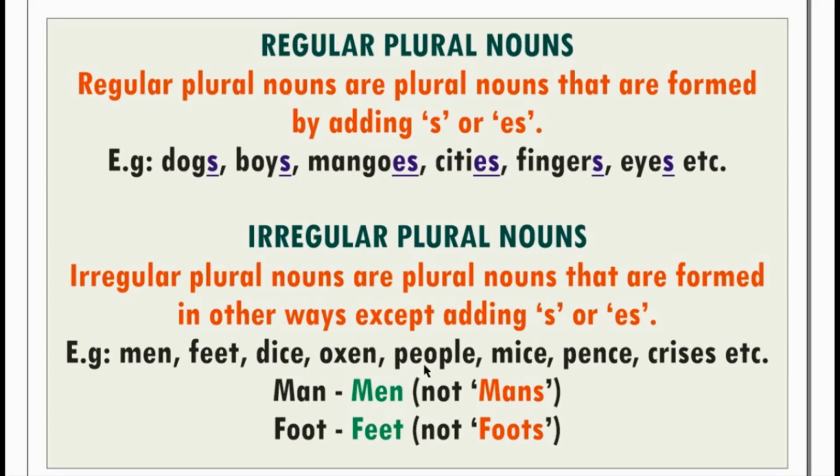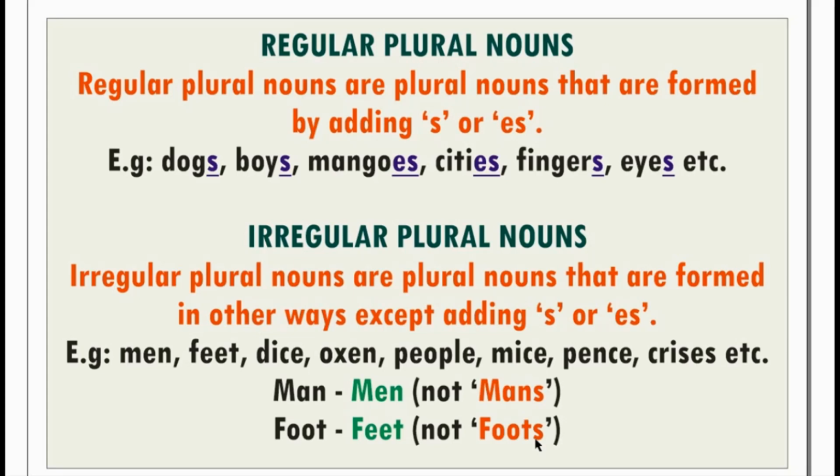You would realize that we do not add letter s or es to these ones. Instead, we change some letters when we are converting them to plural. So that's why we call them irregular plural nouns. Now let's see these two examples. When we have man, singular, the plural is men, not mans, because we are not adding s. Foot. The plural is feet, not foots, because we are not adding s, unlike the regular ones. These irregular ones do not take s or es. So we just have to learn and master them very well.